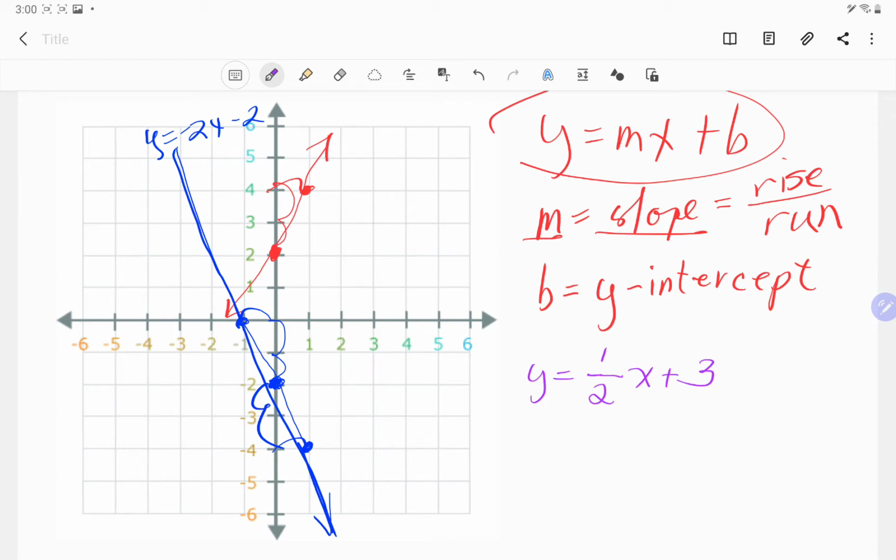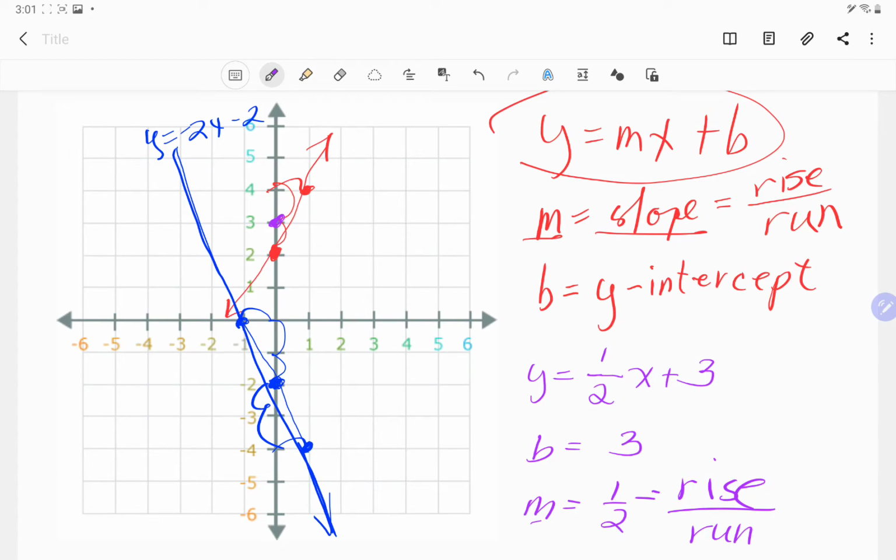y equals 1/2 x plus 3. Our y-intercept, or b, is positive 3, and our slope is positive 1/2. The first thing we're going to do is plot our y-intercept, which is this one, positive 3. And then we're going to plot the slope as well. How many rise do we have? Rise over run, so we have a positive rise and a positive run.